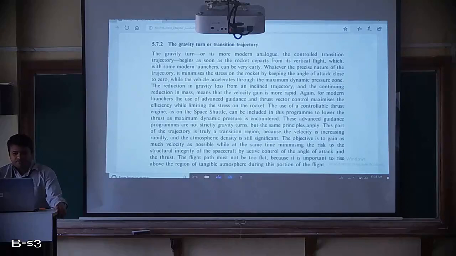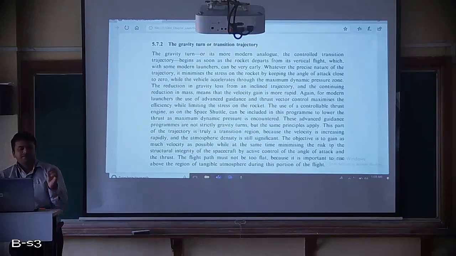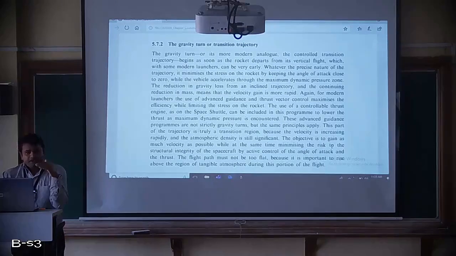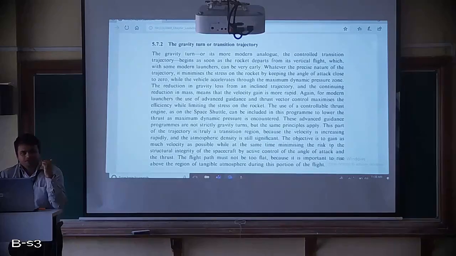Fine. So now, whatever may be the precise nature of the trajectory, it will minimize the stress on the rocket by keeping the angle of attack close to zero. In the transition period, we will not reduce the angle of attack very low, but still it will be near zero. It's not zero, but it will be near zero, which will help us to keep our rocket safe, or minimize the stress on the rocket. So that will help us.